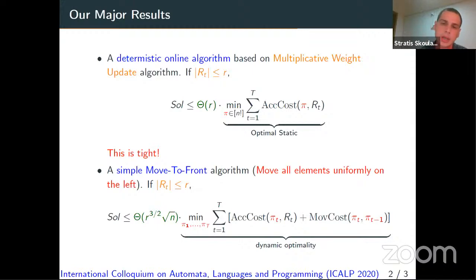Actually, the algorithm just takes the elements of the request and moves them uniformly to the left until one of them hits the beginning of the permutation. And we proved this bound, R over 3/2 square root of n. Obviously this is much higher than the other, but the benchmark is much more difficult. So these are the key results.